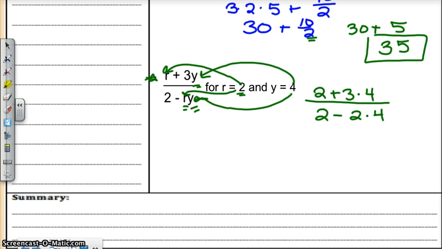Order of ops says I have to do multiplication first. 2 plus 12 over, again I have to do multiplication first. 2 minus 8.